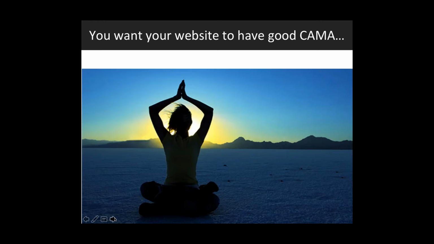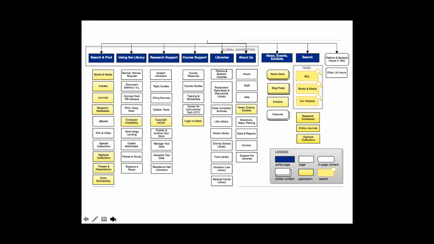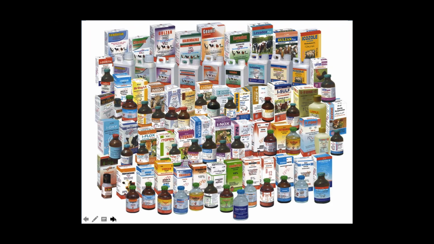So what I'm preaching today is I want your website to have good CAMA, and what I mean by CAMA is category and merchandising architecture. I just want to make a distinction between selling products and making a content site. Information architecture is a really great way to organize documents and content pages, but when you're dealing with products and really trying to sell products, there's a much more intricate way of getting people to the right product. One product could live in multiple different categories. You need to get inside your shopper's head and see what's the best way to guide them through.